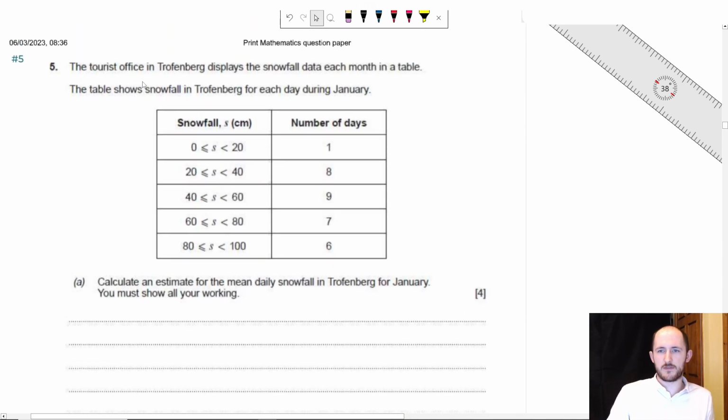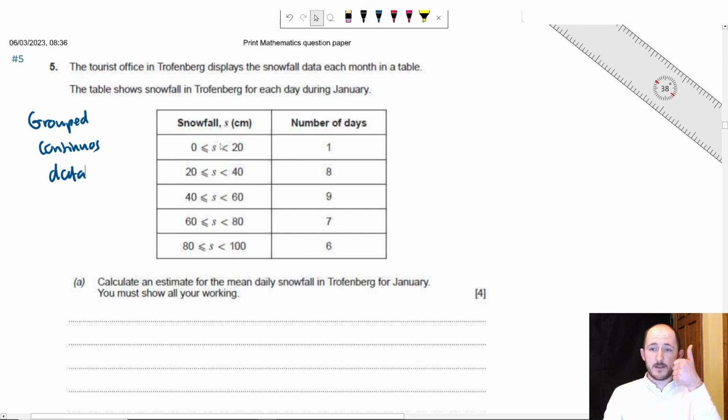So the tourist office in Truffenberg displays the snowfall data each month in a table. The table shows snowfall in Truffenberg for each day during January. And it gives us this. So this is called grouped continuous data. Okay? It's grouped because we have these groups.